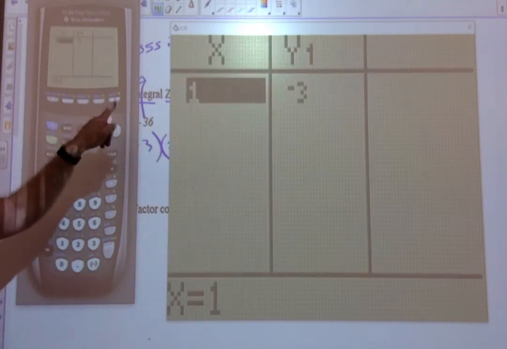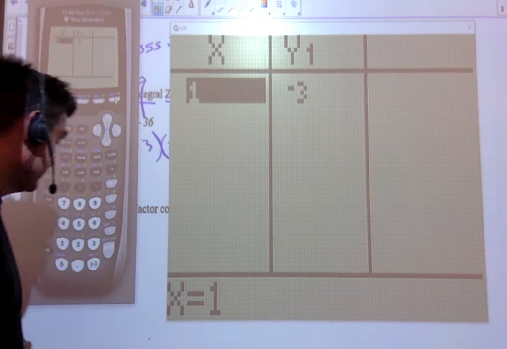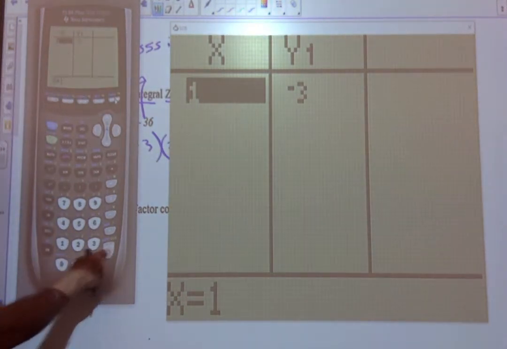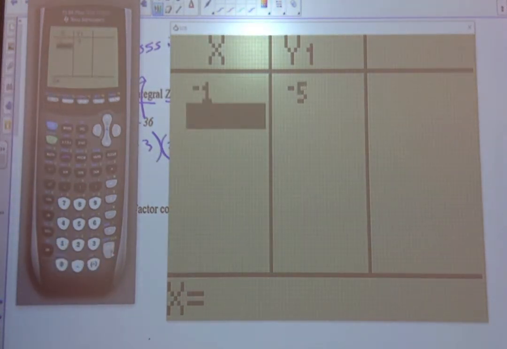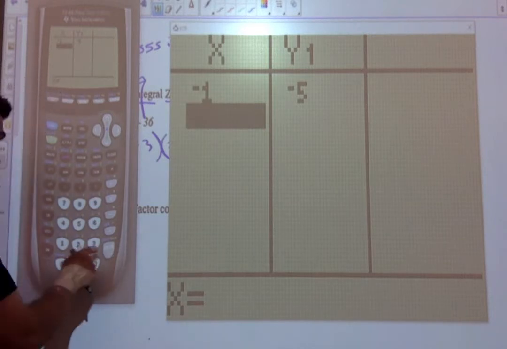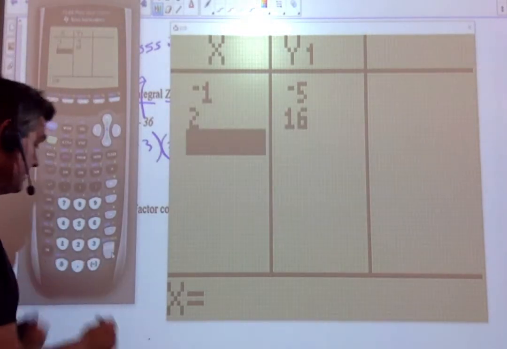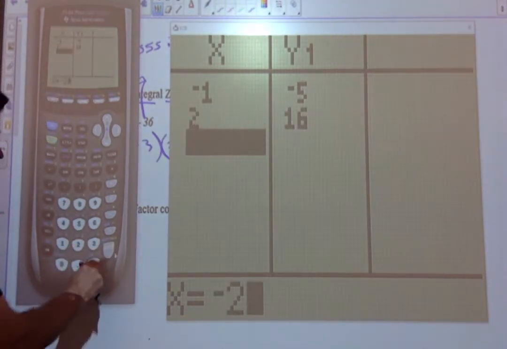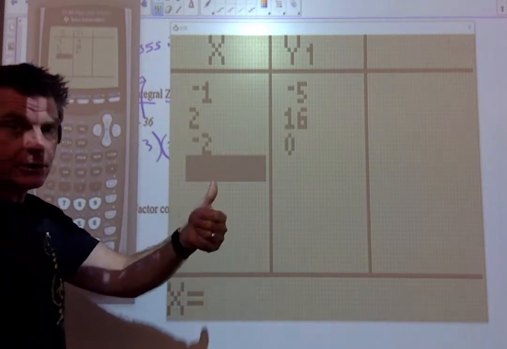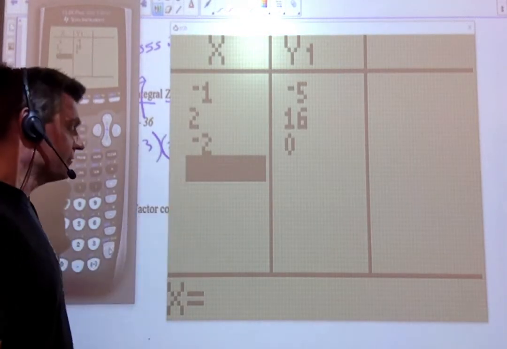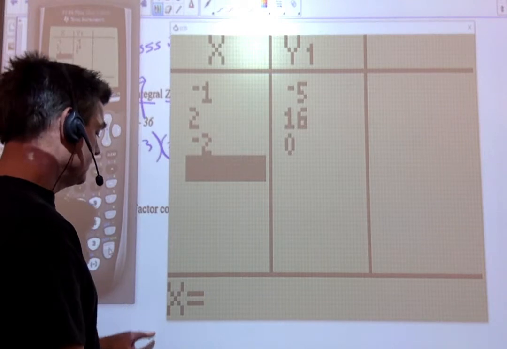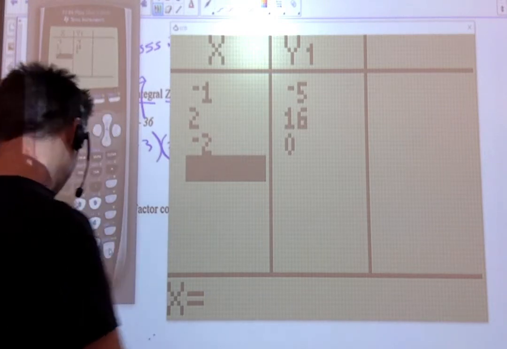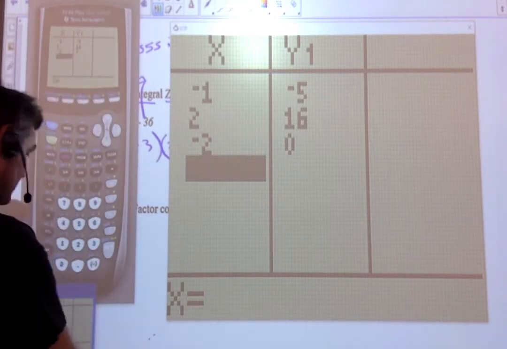Second graph, 1, no good. What about negative 1? No good. What about 2? No good. Negative 2. See, this is way faster for plugging in numbers. Boom, there I go. Once I got a 0, I've got a factor. So I know one of the factors is going to be x plus 2.